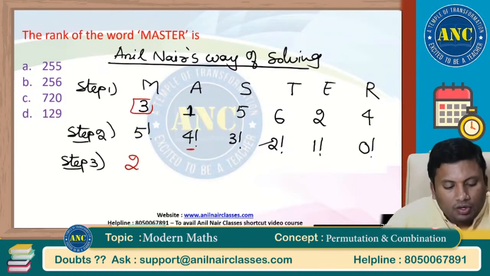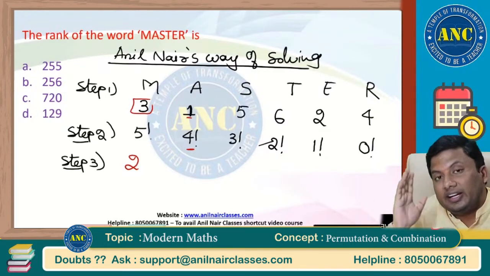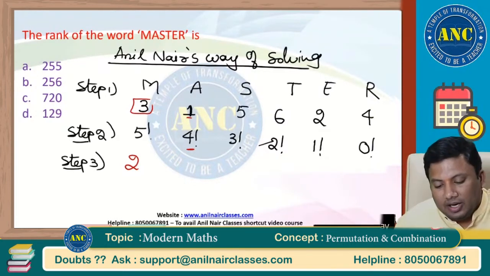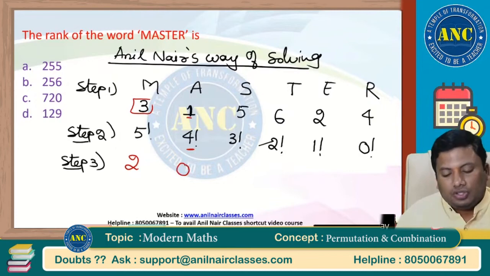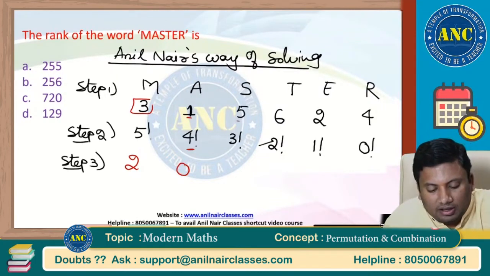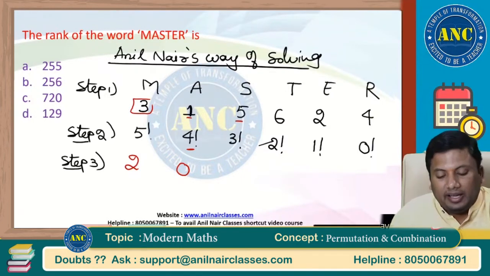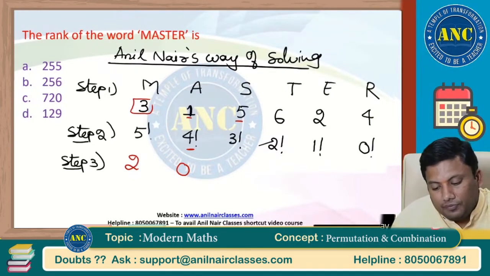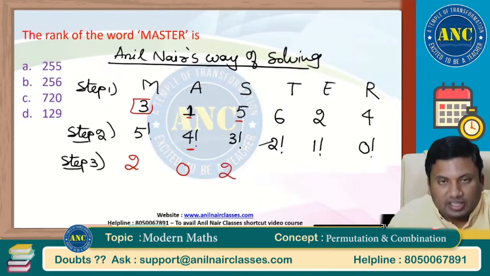Again, go to the second one. 1. How many numbers to the right side of it are less than 1? 5 is not less than 1, 6 is not less than 1. None of the numbers are less than 1. Write 0. Go to the third one, it is 5. How many numbers to the right side of 5 are less than 5? 6 is greater than 5. 2 is less than 5. 4 is less than 5. Two numbers are less than 5.